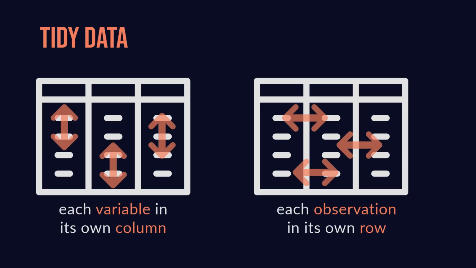What do we mean by tidy data? In a tidy data, each variable must have its own column and each observation must have its own row.